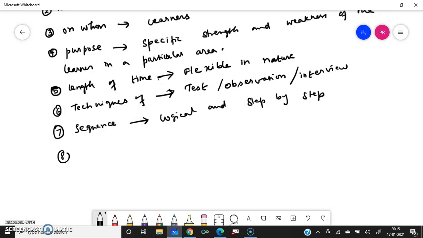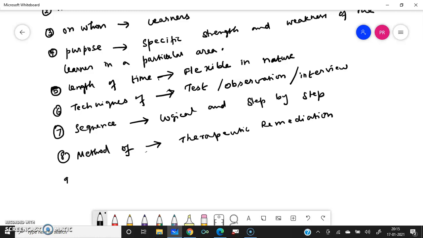Next is the 8th one, method of treatment. It is a type of therapeutic, meaning you find where the problem lies and you are going to cure it. So you call it therapeutic. As soon as the diagnostic test is done, you go for remedial coaching. Remediation has to be done, otherwise your diagnostic test is of no use.